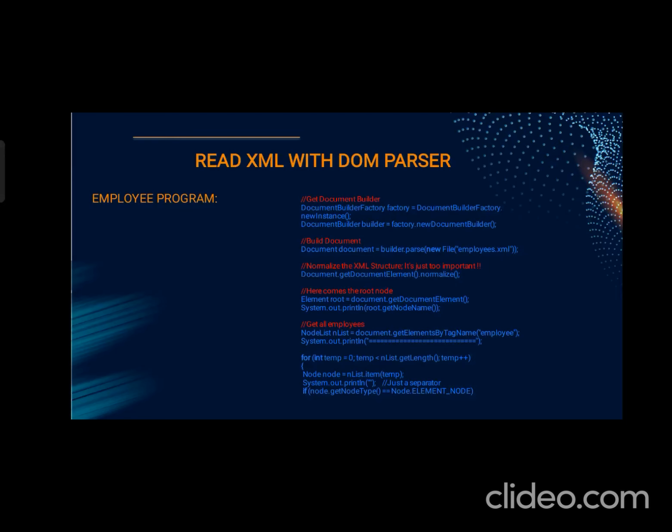After that we will build the document. Then we will normalize the XML structure. Normalization of XML means the XML Parser can produce normalized output of any parsed document. It is very important to normalize the XML structure. After that comes the root node. The root node means the highest node in the tree structure and it has no parent.